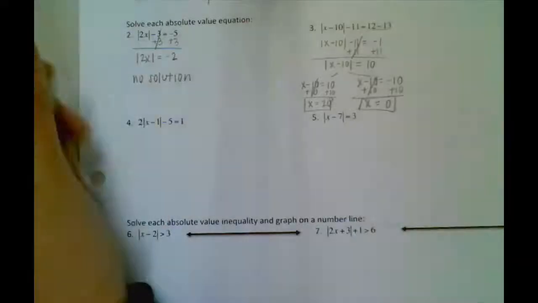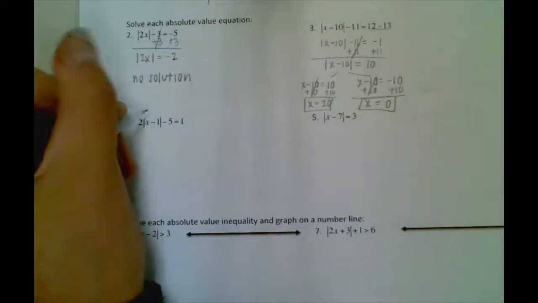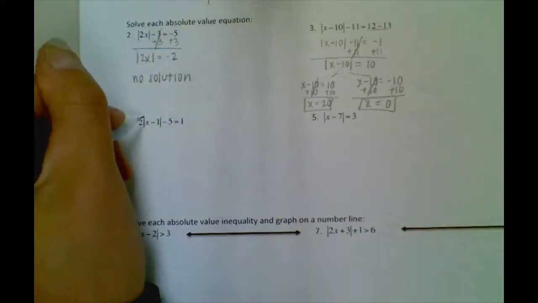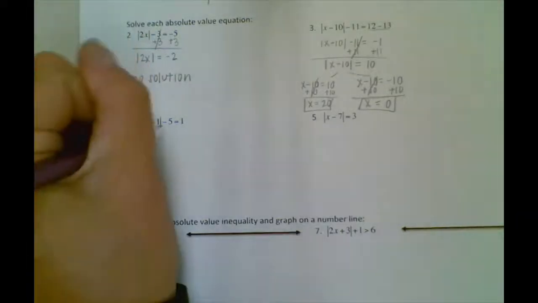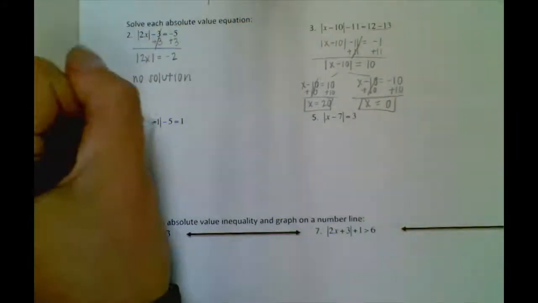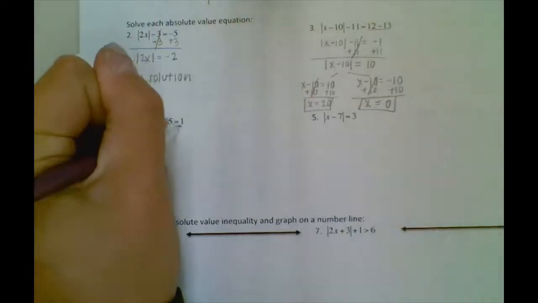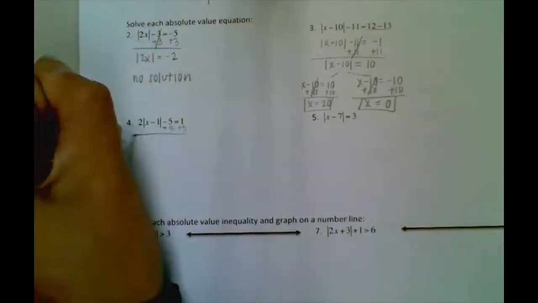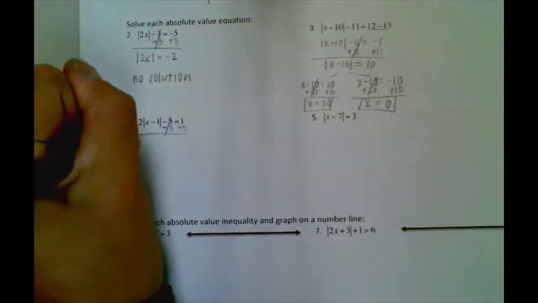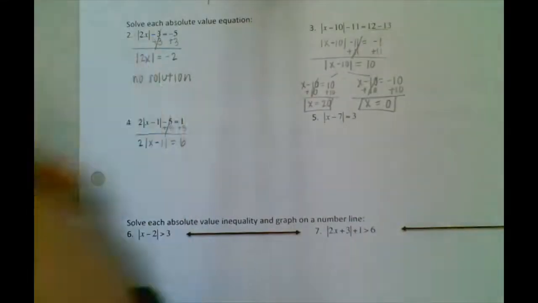Here's my absolute value. Now remember, when you have a number out in front of the absolute value, you cannot distribute that. Whatever is in the absolute value has to stay untouched. You can't touch it. All right? So instead of doing that, because this 2 is attached to the absolute value, let's move this 5 over first. So 2 absolute value of x minus 1 equals 6.